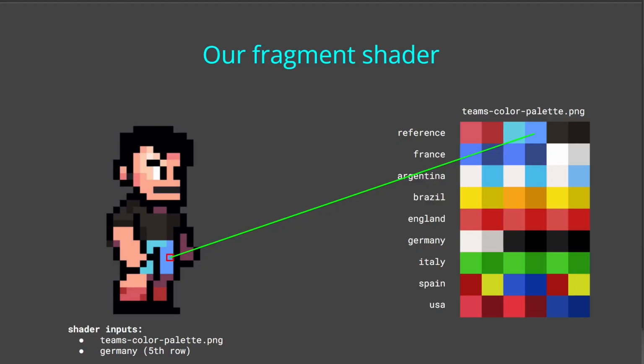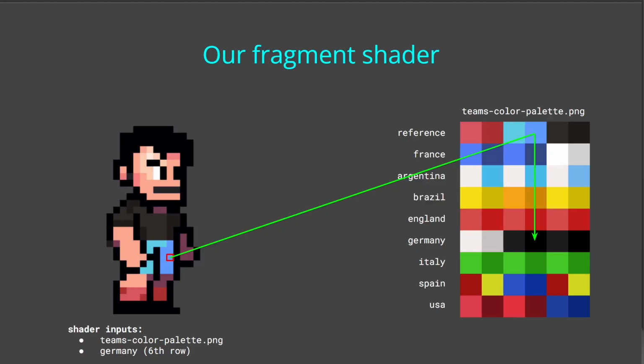And then because we have the country, we can just find the pixel containing the color that we should replace the current fragment with. So here in this case, we know that Germany is on the 6th row, so we can just do a lookup of that pixel color. And we now have this black that we can use to replace the current color that we have.